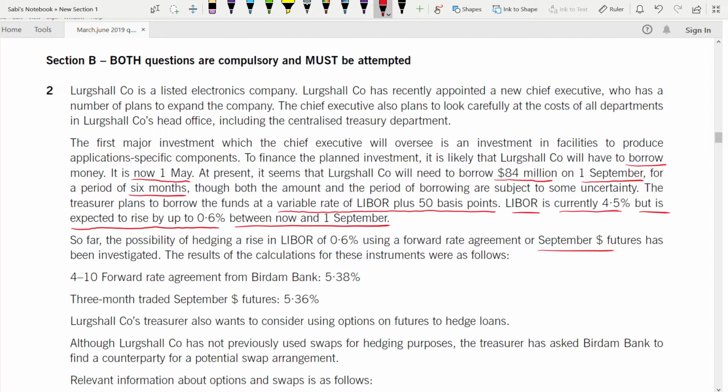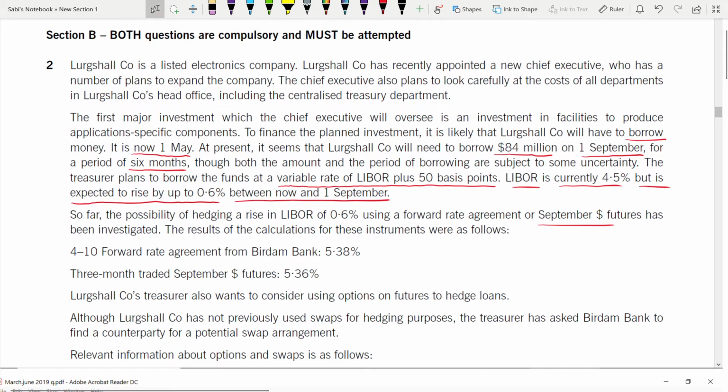Okay. Now, you might be shocked that how dollar future, because when we learned we don't have futures or options in dollar. It is always in other currencies. Maybe this is an over the counter. We have to see for that. It's possible only in over the counter option. This is not an exchange traded future. Okay. So September dollar future has been investigated. The result of the calculation of the instruments is as follows.